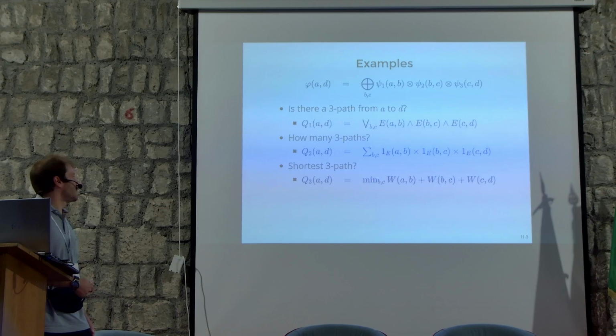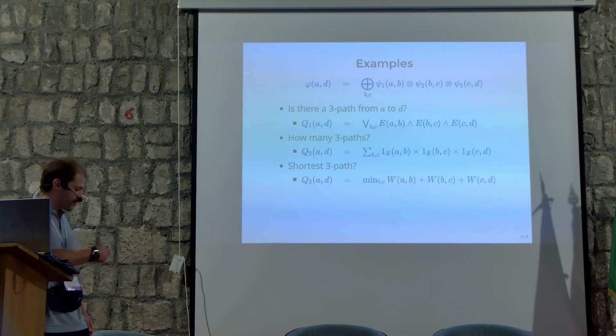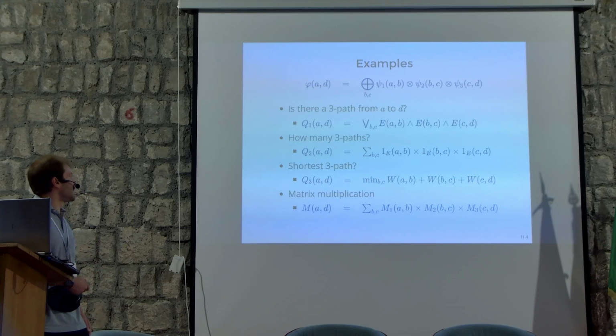Alternatively, if we now, let's say, replace the semi-ring with the min plus semi-ring, and now suppose that the graph is weighted, and now we are using the length of each edge as basically the functions psi1, psi2, psi3, then the same query will be computing for us shortest 3 paths. And we could even, if we use the functions psi1, psi2, psi3 to encode matrices, then the same query will compute for us the product of these 3 matrices.